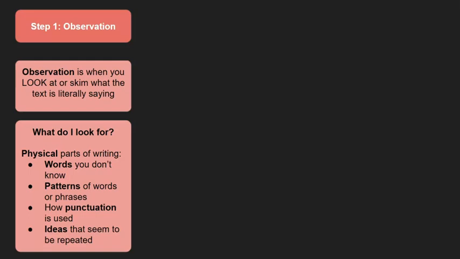So, the first step of observation, what do you do? Observation is when you look or skim at the text, at what it's literally saying. So what should you look for? Physical parts of writing, words you don't know, patterns of words or phrases that sort of stick out to you, how punctuation is used, perhaps. Sometimes the authors and writers will isolate things or separate things using punctuation. So it's important to note when they put those in because they signal what might be important before or after it. Ideas that seem to be repeated.